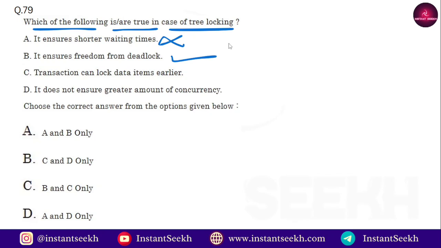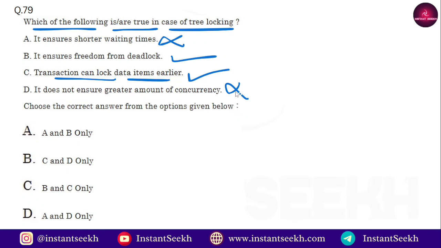freedom from deadlock. Tree locking allows a transaction to lock data items earlier in its execution, which helps in maintaining the required order of locking. So a transaction can lock data items earlier so that the required order of locking is maintained. It does not ensure greater amount of concurrency? No, it is used to manage concurrent transactions. So this is wrong.